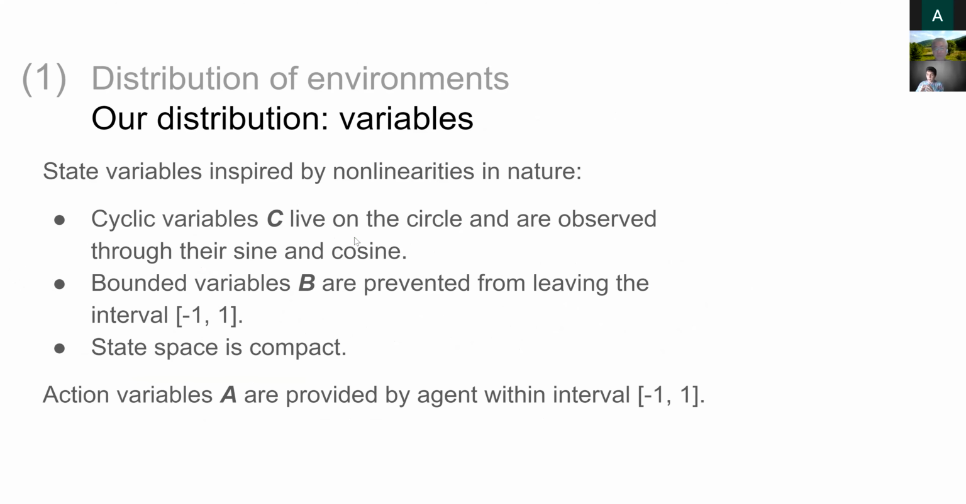So in our distribution, our key players are the state variables, which are inspired by natural nonlinearities. We have 2 classes of state variables. First, we have cyclic variables, which are designed to model processes where if you keep going, you end up where you started. For example, if I spin in circles, at a certain point, once I've spun in the circle all the way around, I'll be facing the same direction that I started in. These live on the circle, and they are observed and interact with the other variables through their sine and cosine, which is to say their x and y coordinates if we map them on the unit circle.